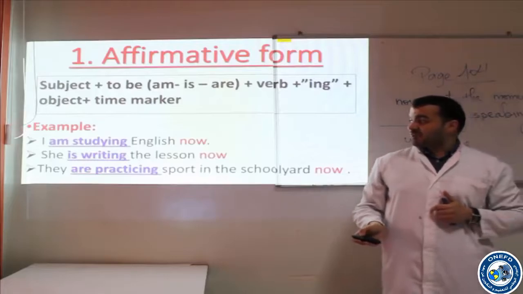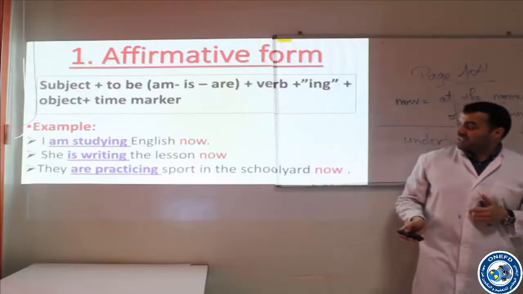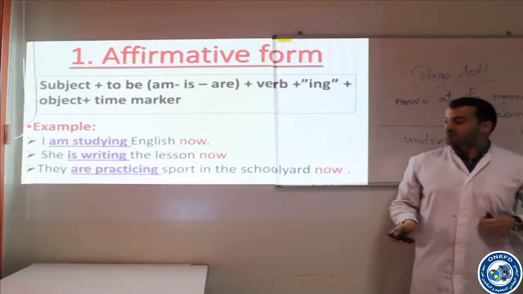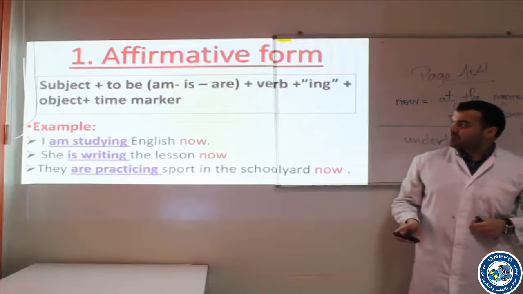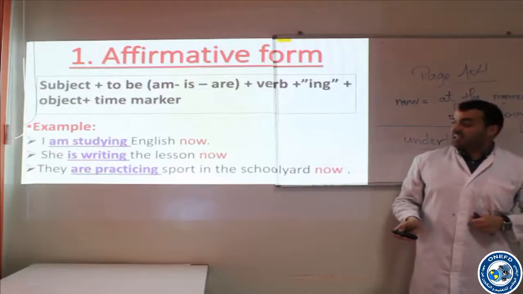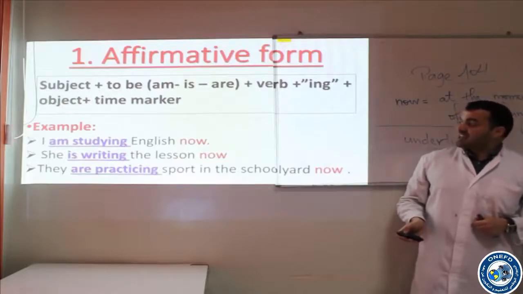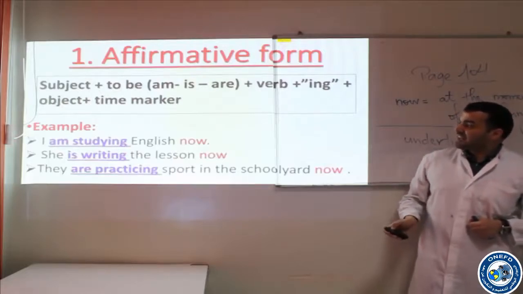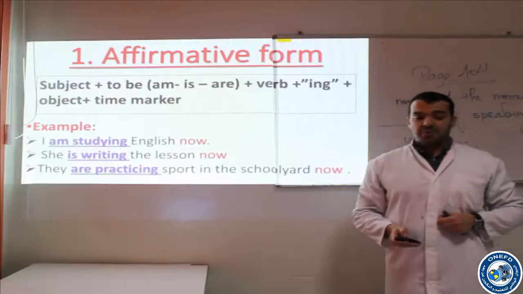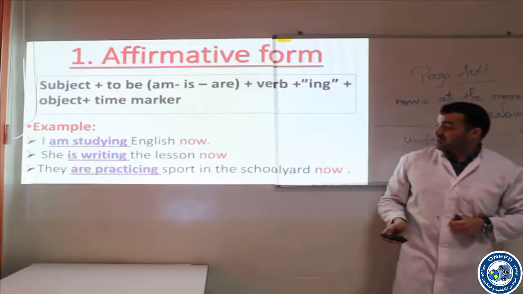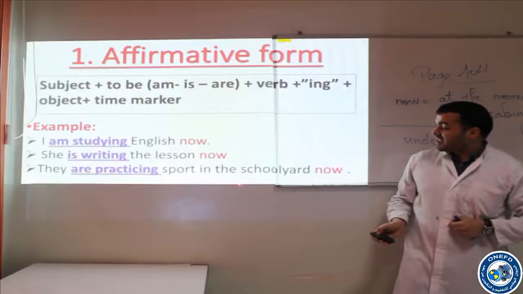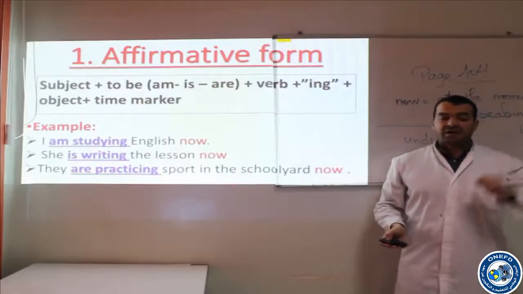The second example, she is writing the lesson now. She is the subject. The verb to be in present is write plus ing. It means writing. The lesson is the object and the time marker now. This is the affirmative form. The last sentence, they are practicing sports in the schoolyard now.